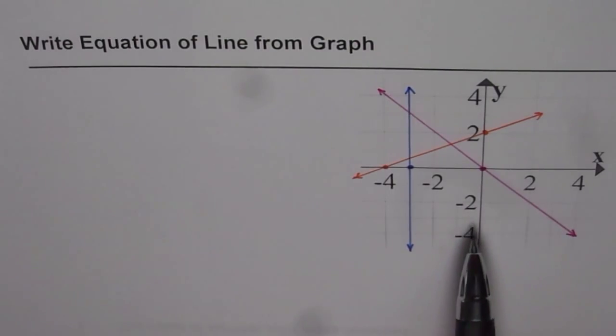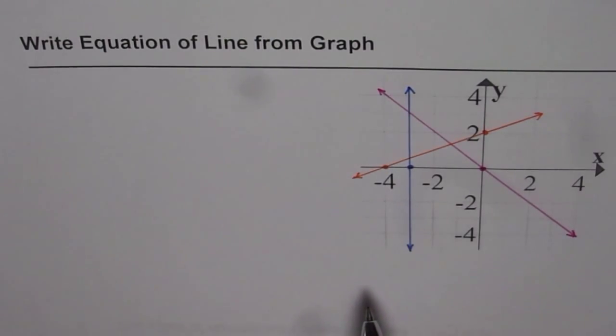On a grid, we have three different lines here. You need to write down the equation of each one of them. You can pause the video, answer the question, and then look into my suggestion. Now let us see how to write the equation of a line from the given graph.